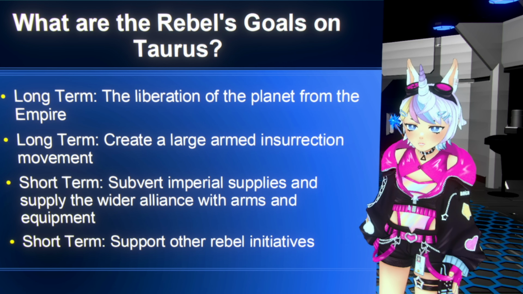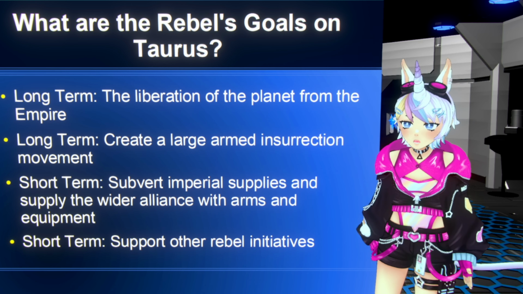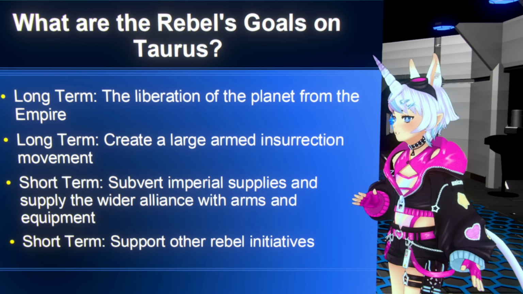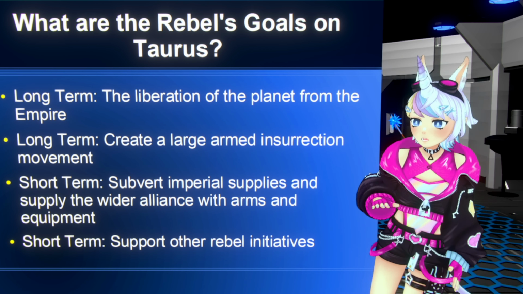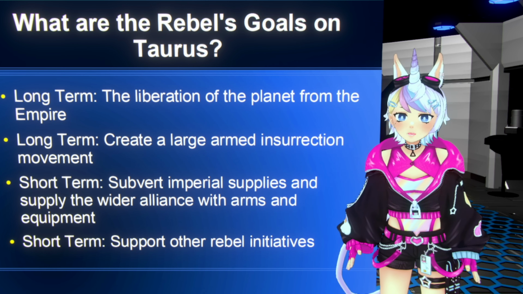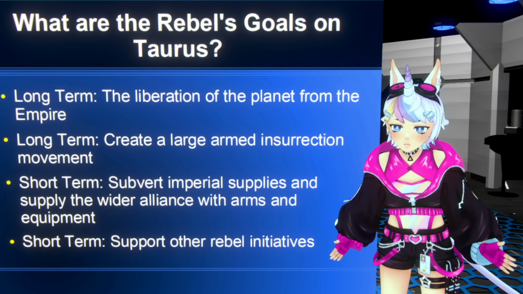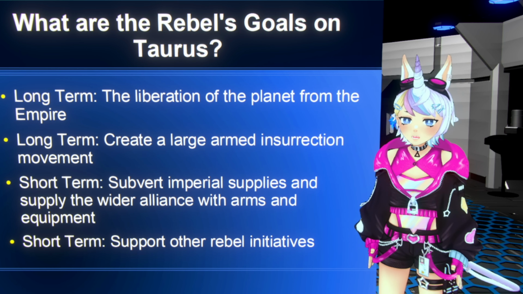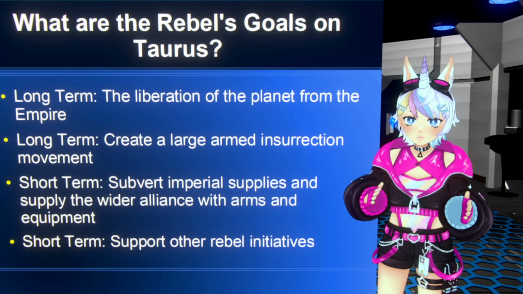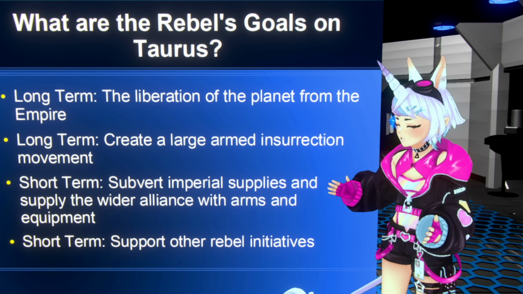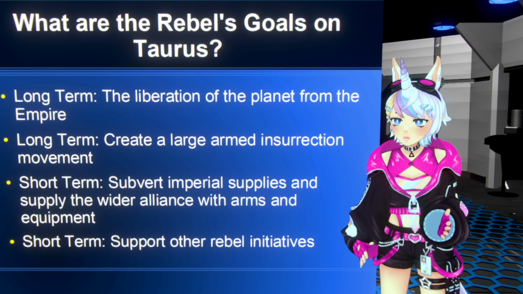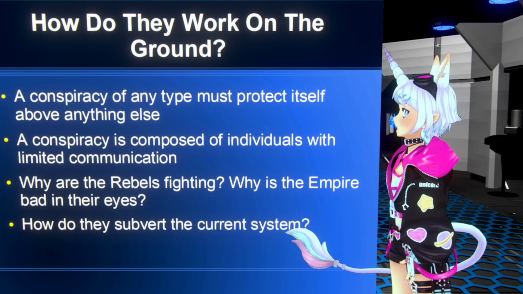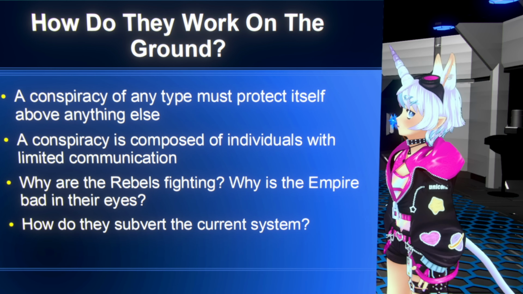Fundamentally, at a short term, they want to subvert the Imperial supplies and supply the wider alliance with arms and equipment. They're going to do a good old smuggling operation and take advantage of what the Empire is trying to do here. They also want to support other rebel initiatives because if the Empire really wants Taurus, they're gonna take it. There's probably not an awful lot a couple of bands of rebels can do. So at the most what they can do is they can wean off the supplies of the Empire and support initiatives elsewhere.